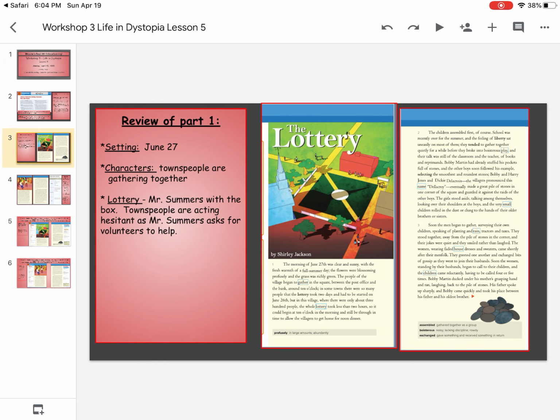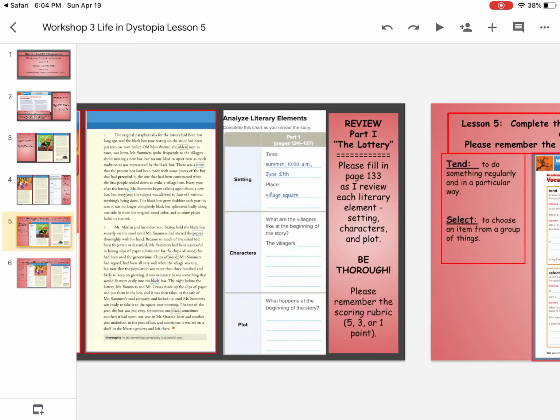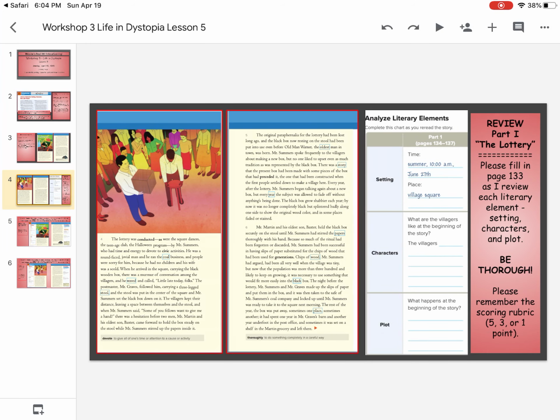So that might help fill out on page 133 what the villagers were doing at the beginning. Now remember, as you fill these in, please be really thorough in your answers. I'm looking for complete sentences and I'm looking for details from the actual story. So you may have to pause this and go back and look for that in the pages that we read last week.